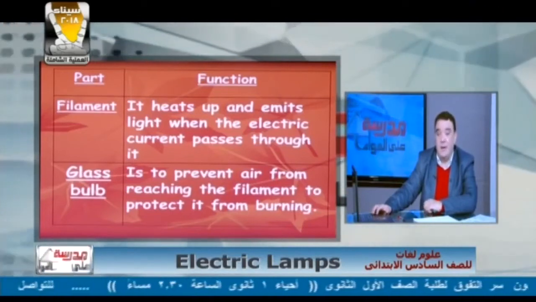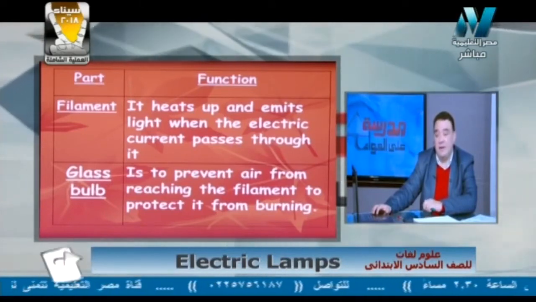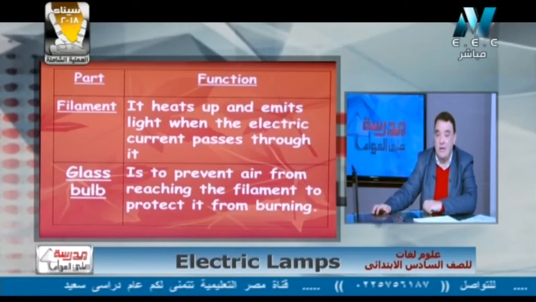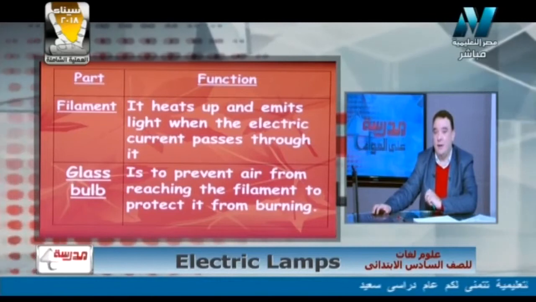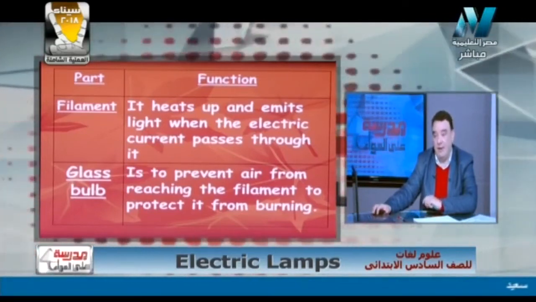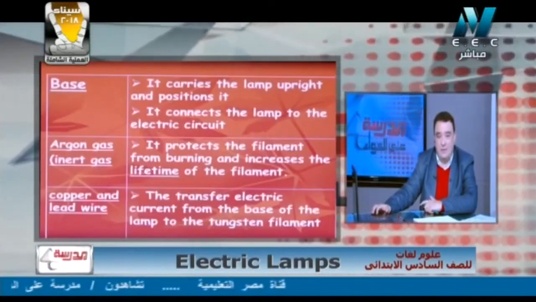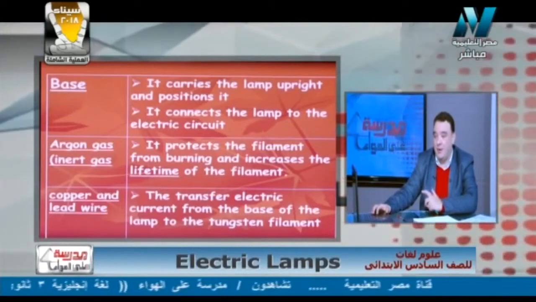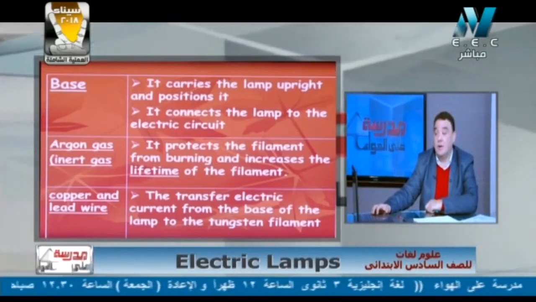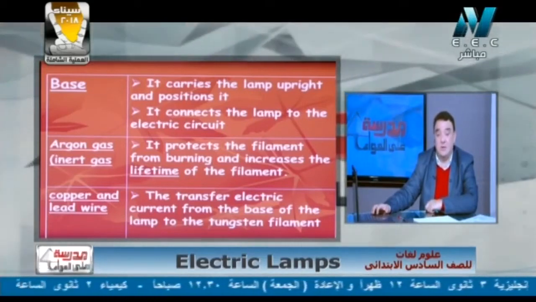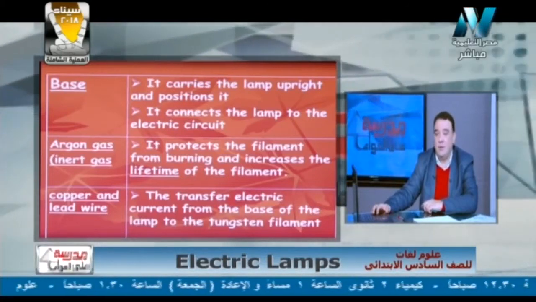The glass bulb is to prevent air from reaching the filament, to protect it from burning and thus increase its lifetime. So the glass bulb is a very important part of the light bulb because it prevents air from reaching the filament. So what about the other part, the base? What is the function of the base? It carries the lamp upright and positions it. It also connects the lamp to the electric circuit. This is also a very important function of the base: it delivers the electric current to the lamp.